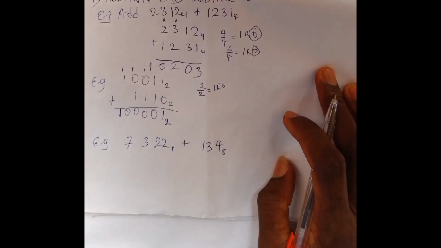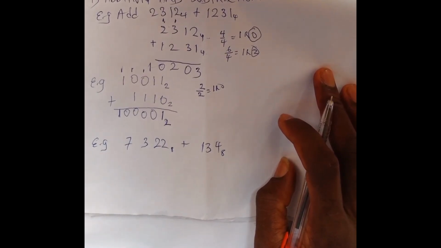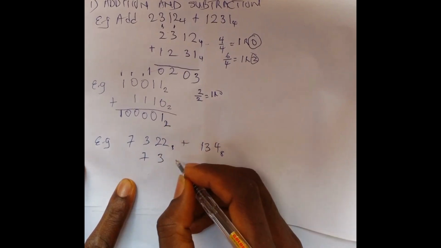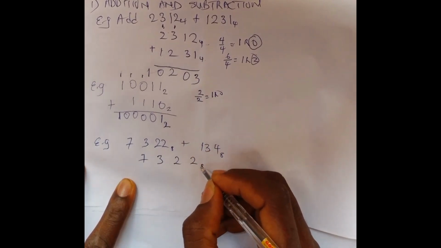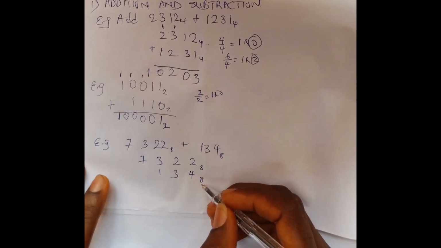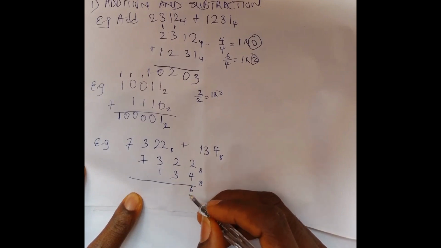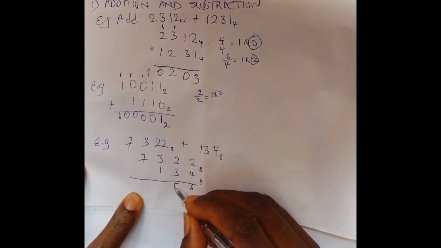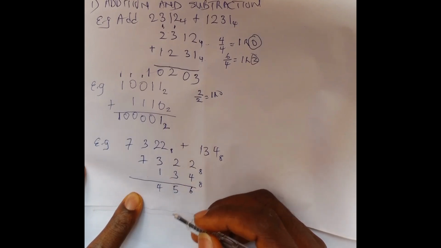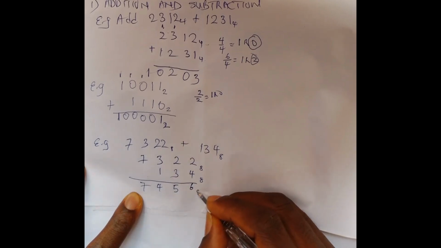Now we have 7322 base 8 plus 431 base 8. So let's arrange them. We have 7322 base 8. Then arrange from the back 431 base 8. Let's add them. 4 plus 2 is 6, so it's not higher than the base. You leave it like that. 2 plus 3 is 5, not higher than the base. 3 plus 1 is 4, not higher than or the same as the base. 7 plus 0, invisible 0 here, is 7. So this is our answer, base 8.